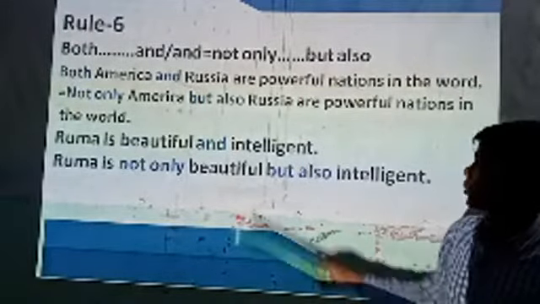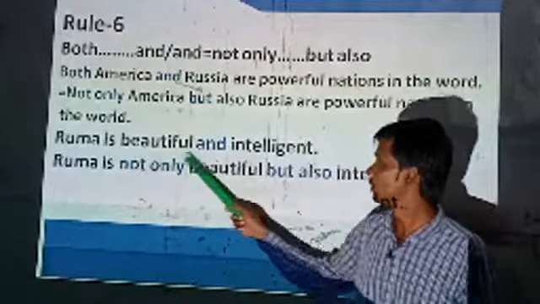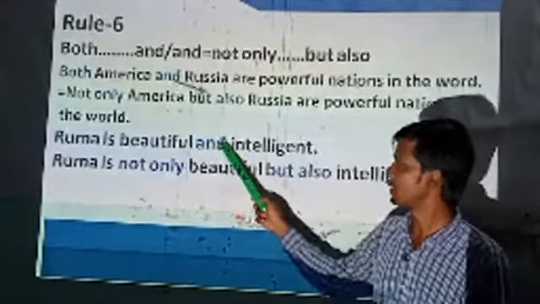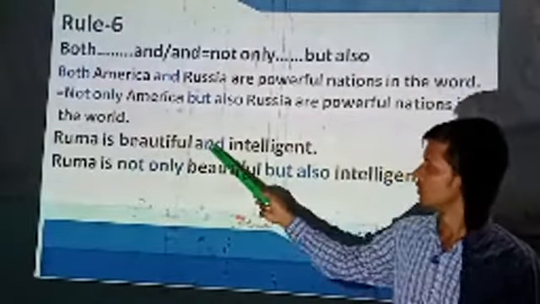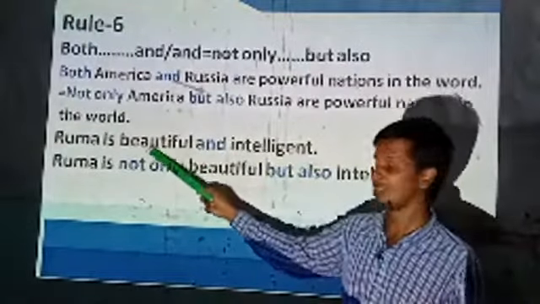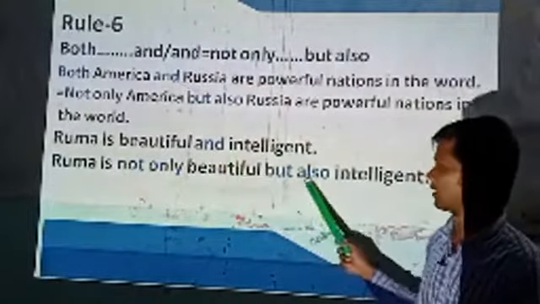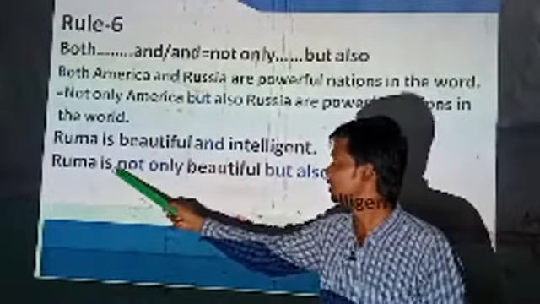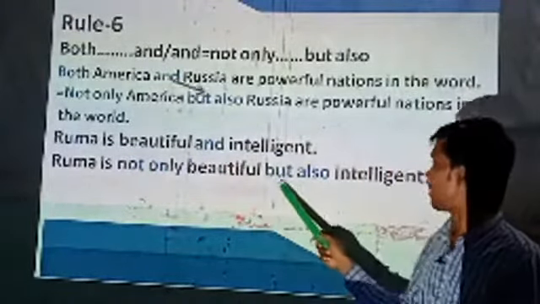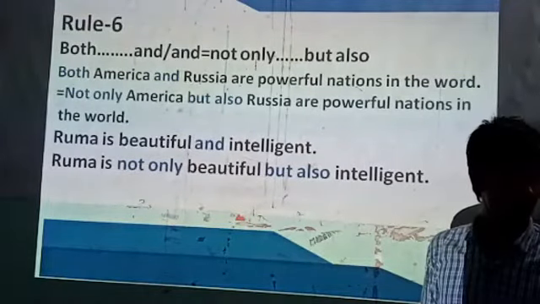Here is another example connected with and. Ruma is beautiful and intelligent. If two parts of speech are connected with and, you write not only before the first part of speech and but also in place of and. So look at this. Ruma is not only beautiful but also intelligent. So in this way you will have to transform the sentences.